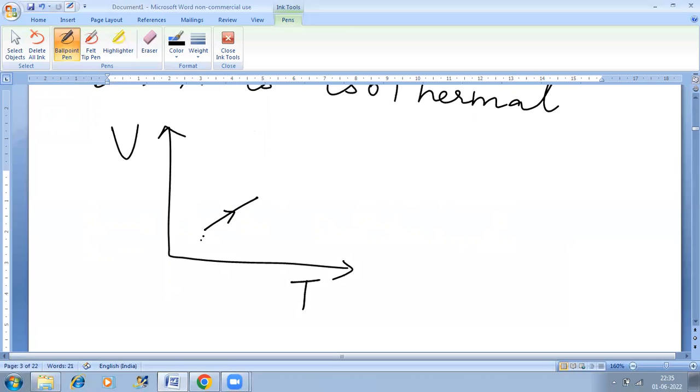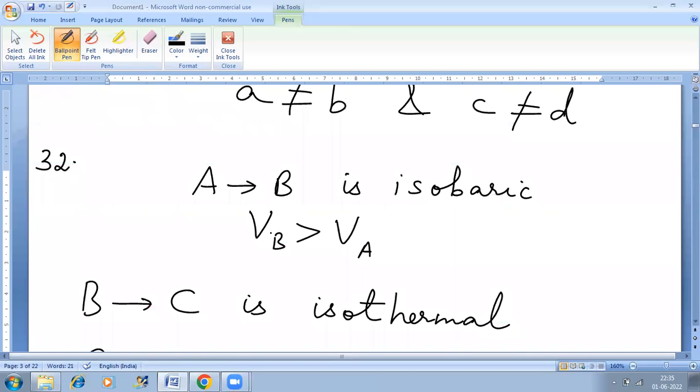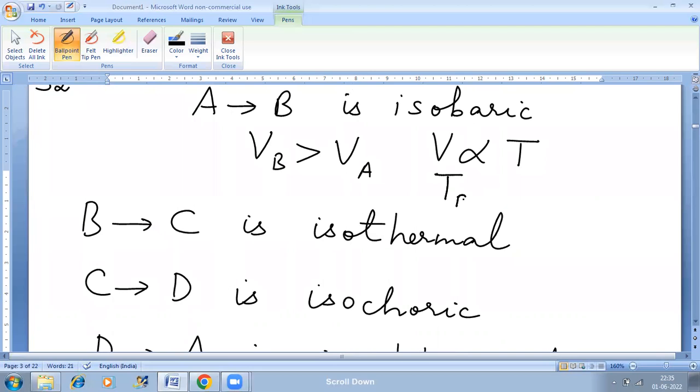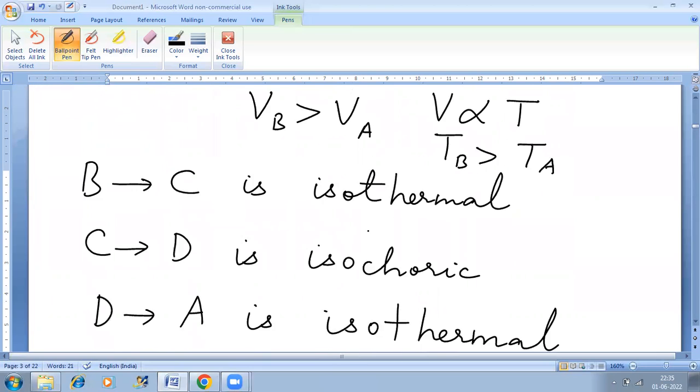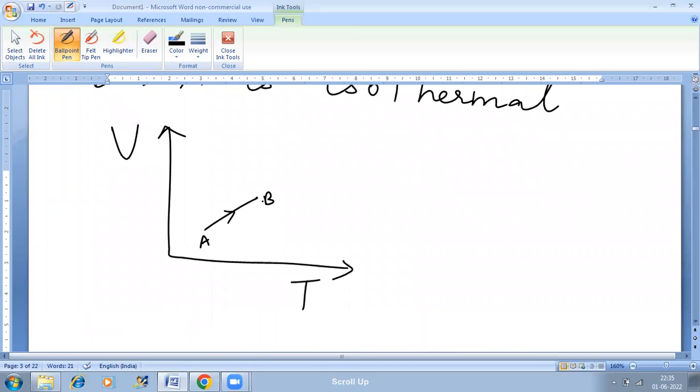then from A to B is isobaric. Now see, A to B is isobaric, but VB is greater than VA, which means that the volume has to increase. Also, according to ideal gas equation, we know that volume is proportional to temperature if pressure is constant, which means temperature also has to increase. So TB is greater than TA. Hence, this will be the kind of line obtained. You can clearly see that TB is greater than TA here. Also, VB is greater than VA here. Then it's isothermal from B to C. So this is how I can represent.